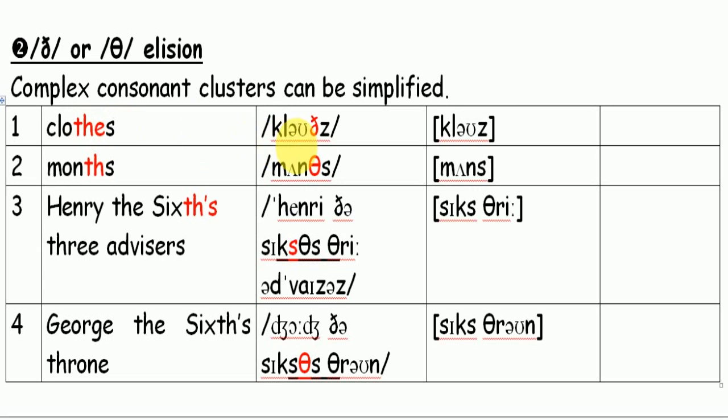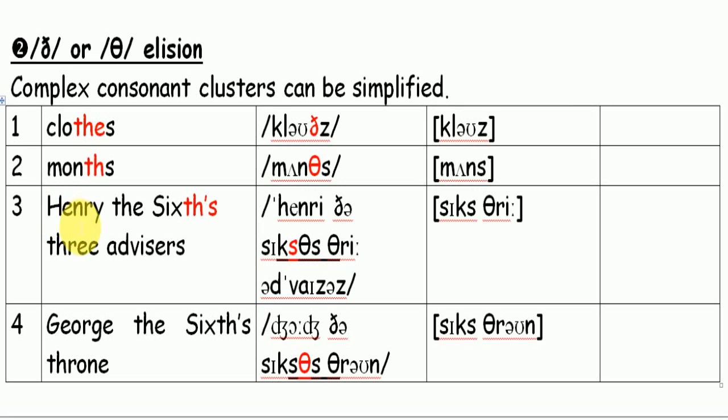And instead of saying clothes, this cluster is rather difficult. We elide the th and stress the o and extend the sound. So close here, not closes, close. Both are right, but choose the easier pronunciation form. Months: what goes for close can go for months. And instead of saying months, we say months.